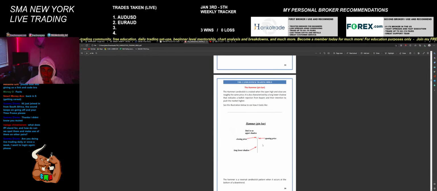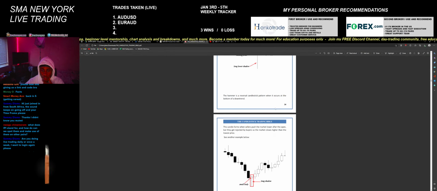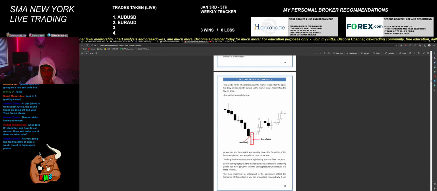I like to just make it simple. I simplify these candlesticks into two: the hammer and the shooting star. Hammer being that price is getting ready to reverse from a bearish market. It's reacting off of support and getting ready to pull up. And shooting star meaning that price is getting ready to shoot down, like we just talked about. This candle forms when sellers push the market lower after the open, but they get rejected by buyers, so the market closes higher than the lowest price. And here is just showing an example, like we talked about earlier. You'll see this at a given area of support or a given zone of demand, okay? As you can see, the market was trending down.